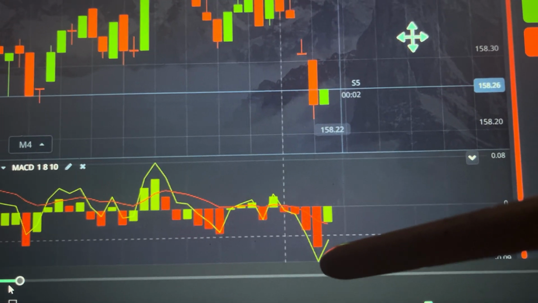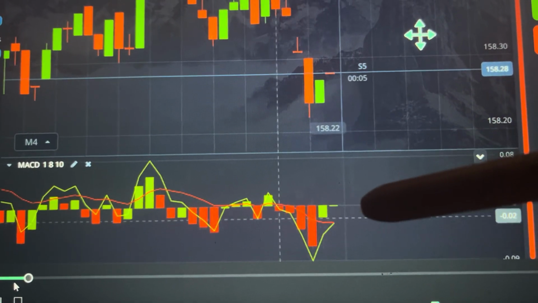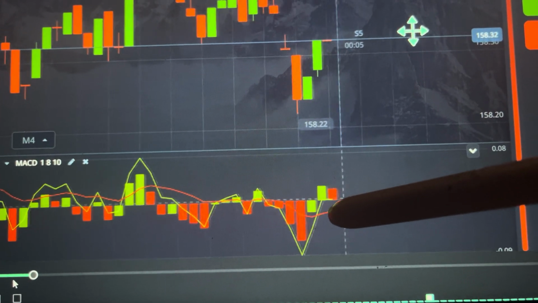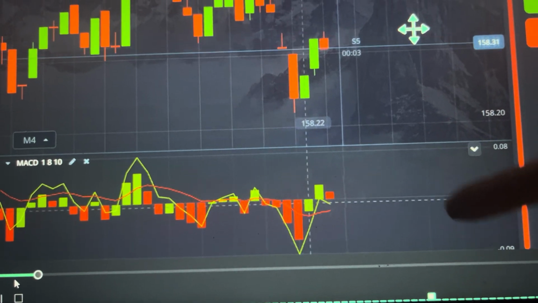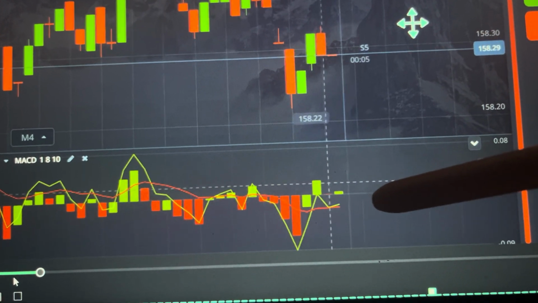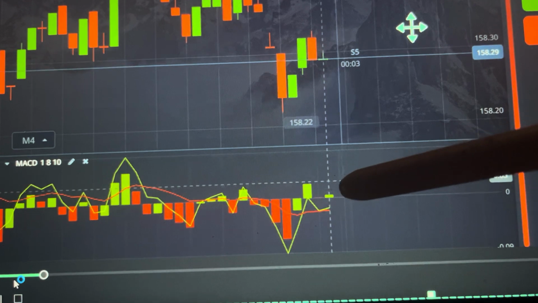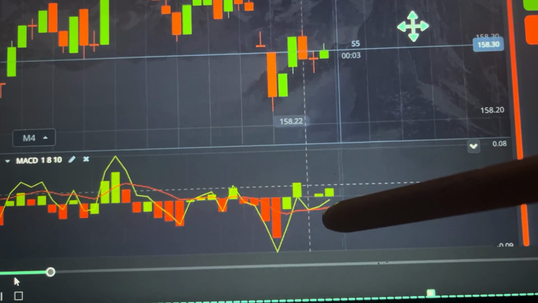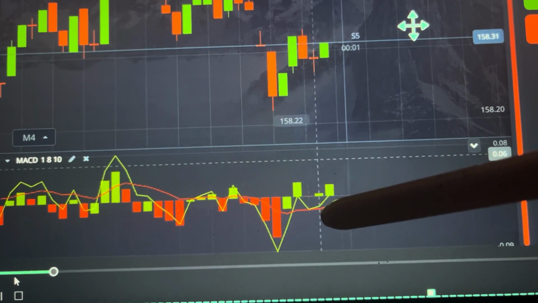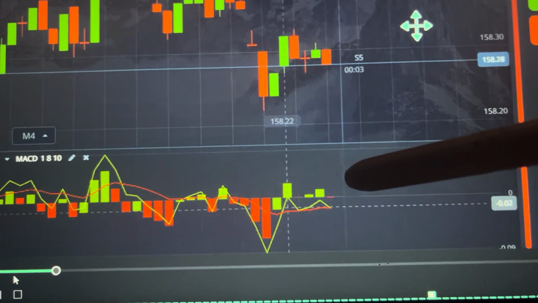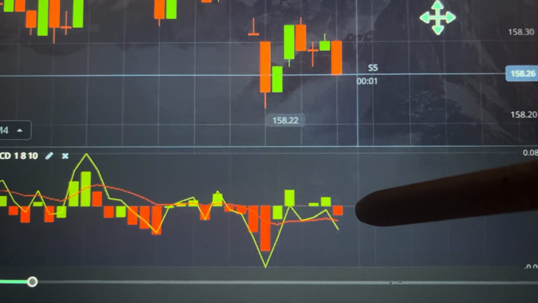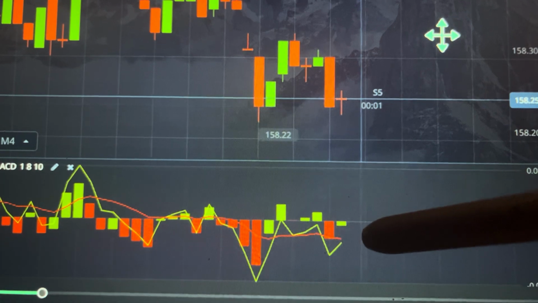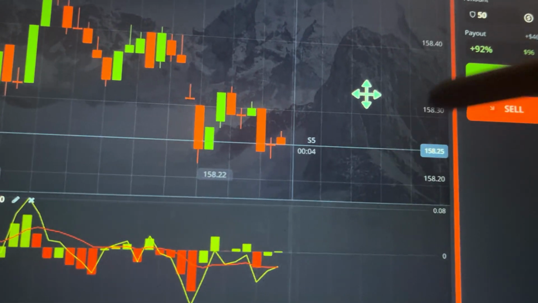From what I've seen, the most consistent setup is when this red line comes across this center momentum line and goes a little higher than that, and then the green MACD line comes up and crosses that red line. As soon as it crosses, that's usually when a green is forming, and that's when you want to tap the buy button. I usually tap it maybe about 5 to 7 times there.